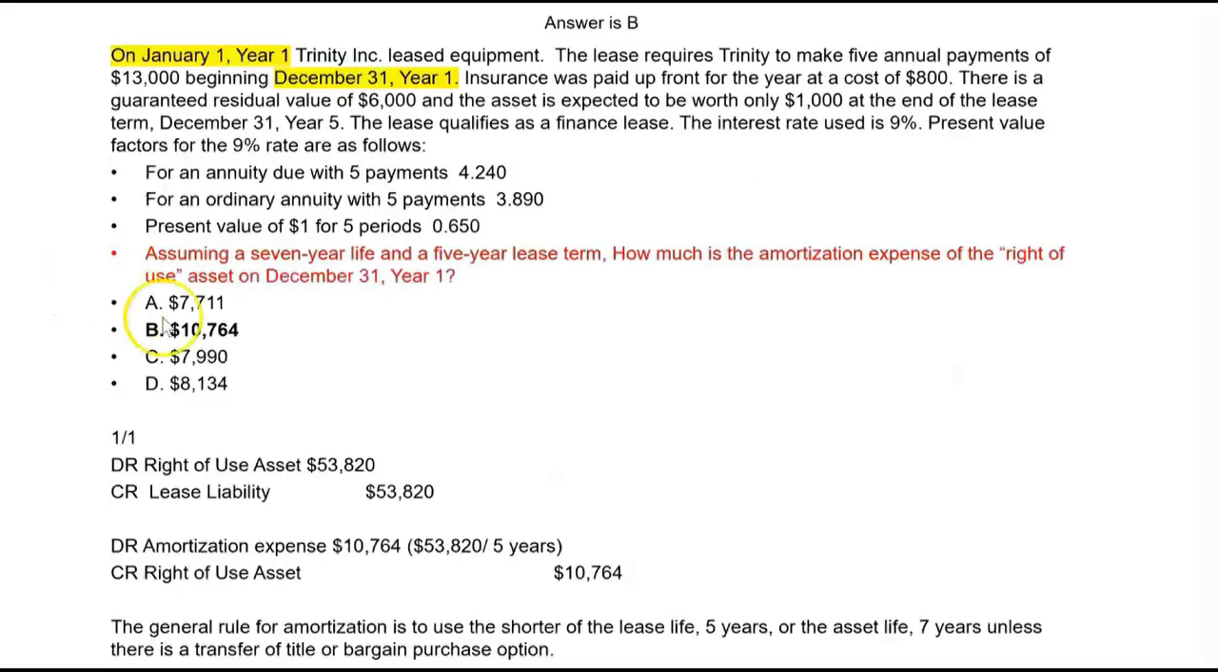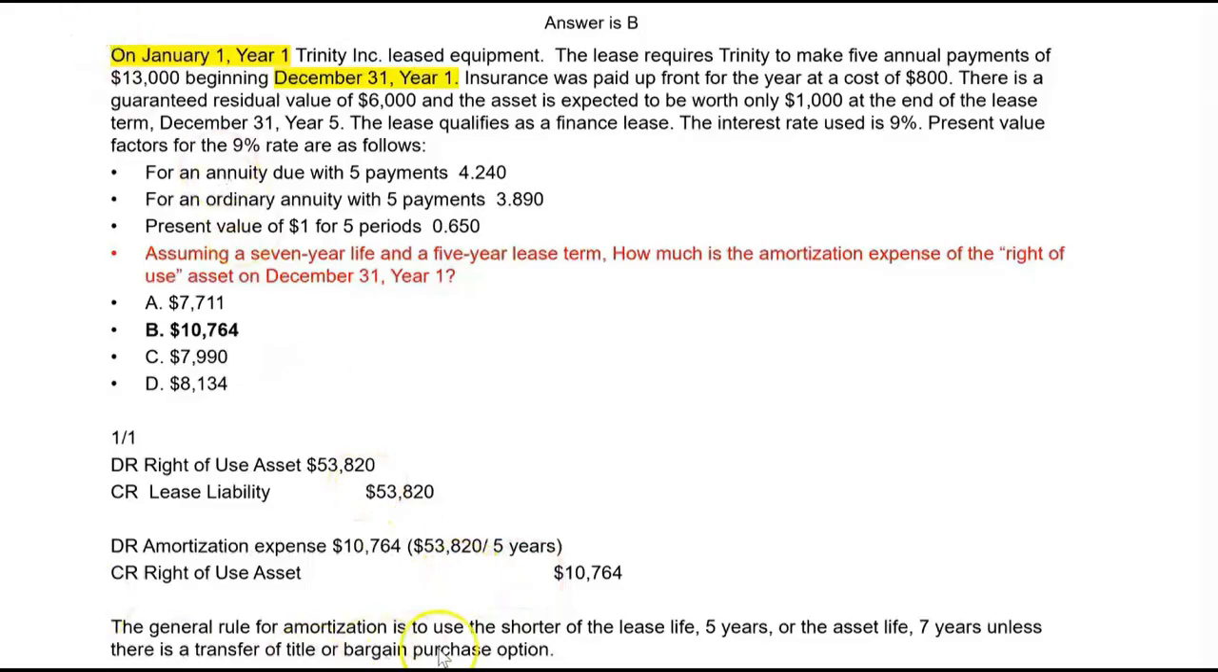So back to the question now. They want to know how much is the amortization expense of the right of use asset on December 31st, year one. We know that the right of use asset started at $53,820. Divide by the 5 years, the shorter of the lease life or the useful life of the asset, and you get $10,764, which is answer choice B.